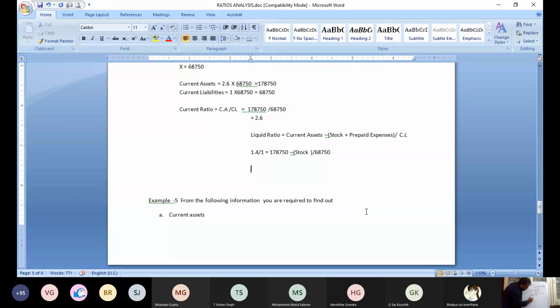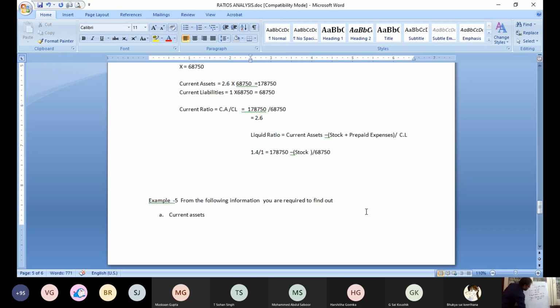So therefore 1.4 is equal to current assets 1,78,750 minus stock divided by 68,750. These are the current liabilities. So 1.4 divided by 1 also we can put. So 1.4 divided by 1 is equal to 1,78,750 minus stock divided by 68,750.